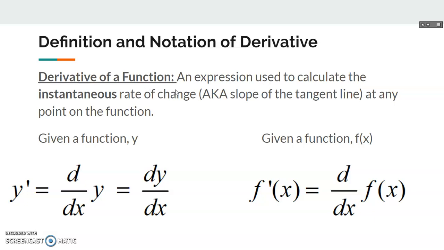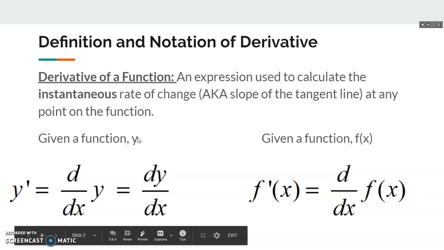So the derivative of a function is an expression used to calculate the instantaneous rate of change, also known as the slope of the tangent line at any given point of the function. These are just different ways to write out the derivative. If you start with y, you can call it y prime, or the derivative with respect to x of y, or dy dx. These all mean the same thing. They are the derivative of y.